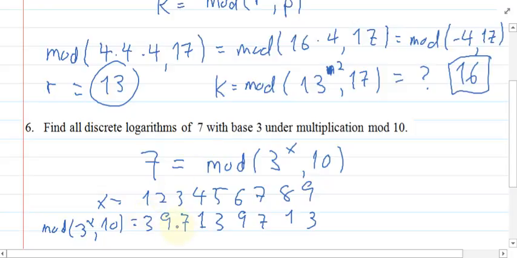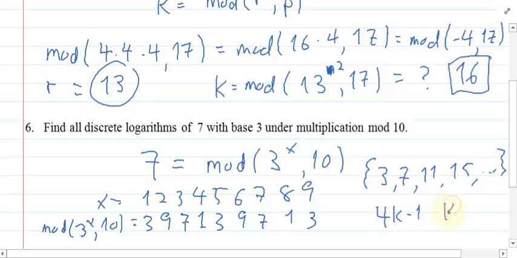So if I want the discrete logarithm in Z10, it would just be 3 and 7. But you can also go on. The next one in the sequence would be 11, then 15, and so on. So you could write this, or you could write this. You could write, since the spacing is 4, I could say 4k minus 1, where k is 1, 2, 3, and so on. So that's the answer to 6.